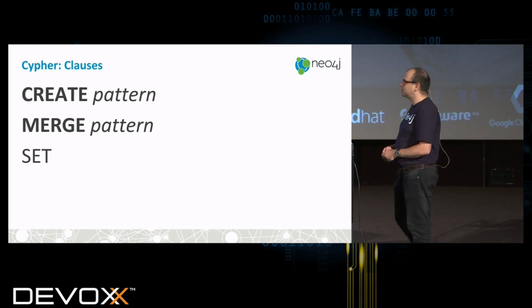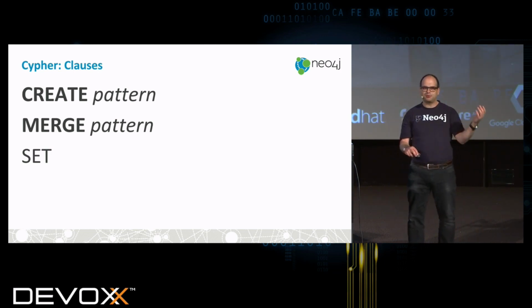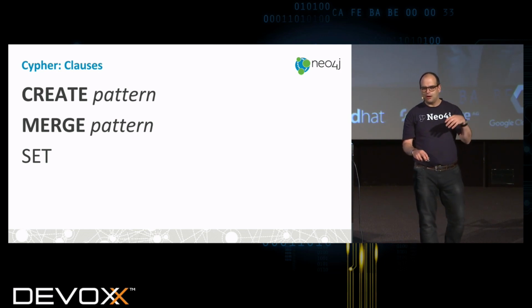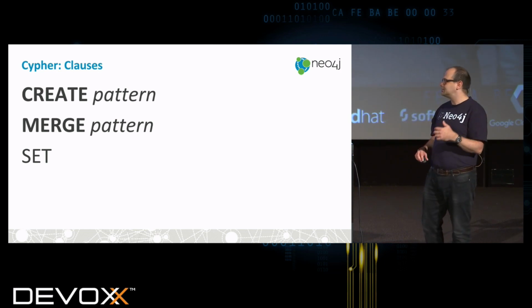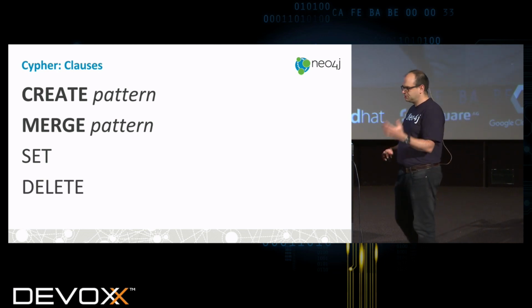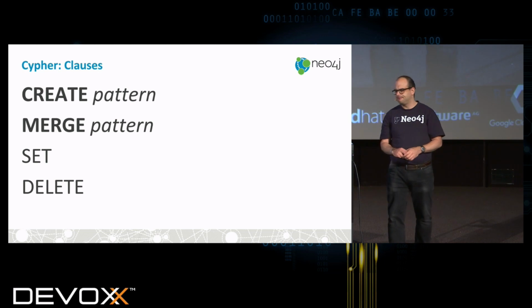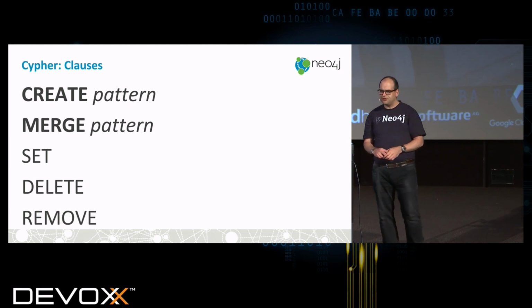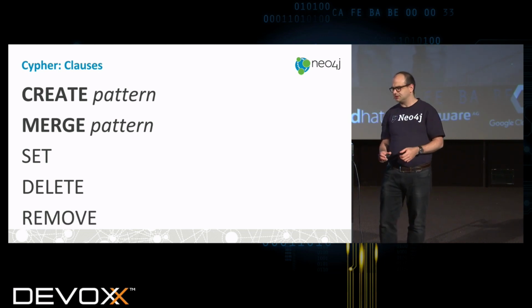With the set clause, you can change a node. So you can add properties, you can override properties, you can set new labels on things. Delete is obvious, we can delete something. Remove is for removing properties, basically.